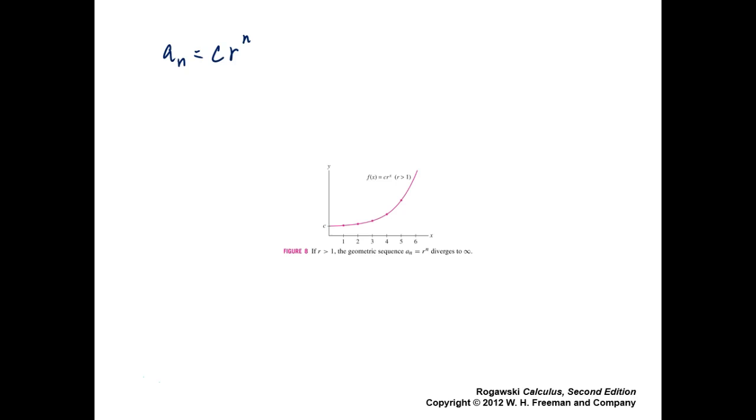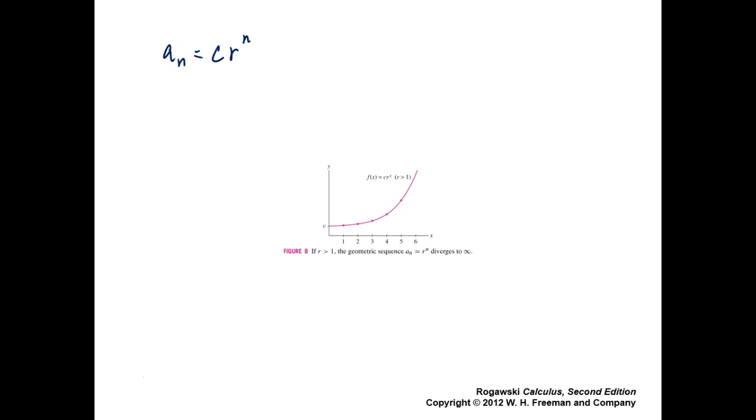Well, why couldn't R be 1? If R was 1, then what is your sequence? C. Constant C always. That's not a very interesting one. If R is 0, it's 0. If R is 1, it's C. Those are not very interesting. So R needs to be something between 0 and 1 or greater than 1. Generally, we go greater than 1, at least for now. That's called the geometric sequence.